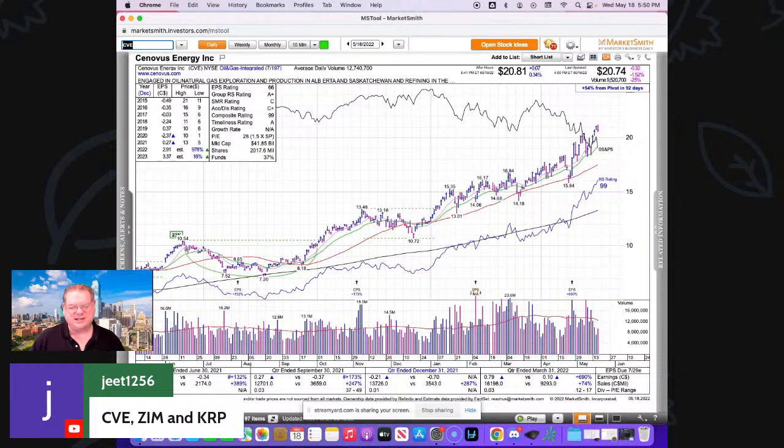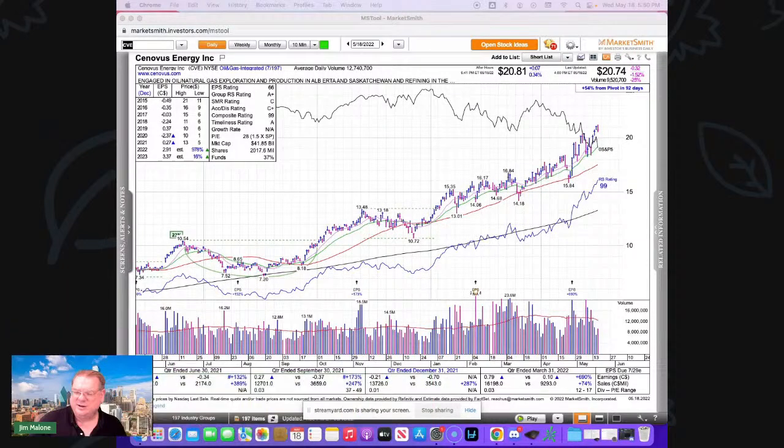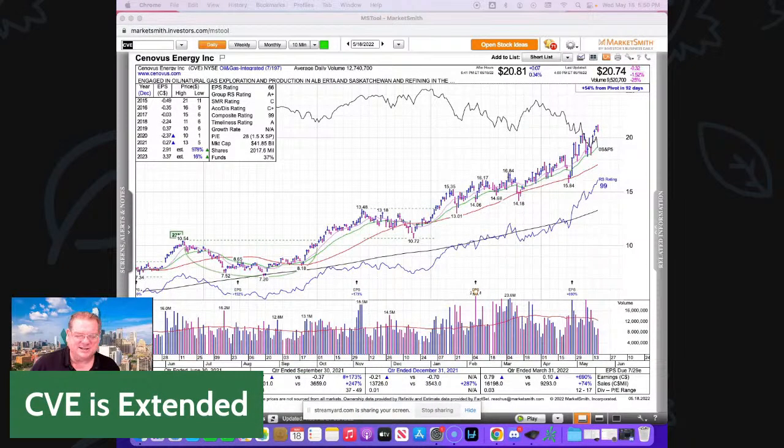So I think this one is extended, so I would be careful on this one. CVE is extended, so I wouldn't buy. You never want to buy an extended stock, but it's especially true in this market, where it's just so unforgiving. So I would not look for that one to go long.